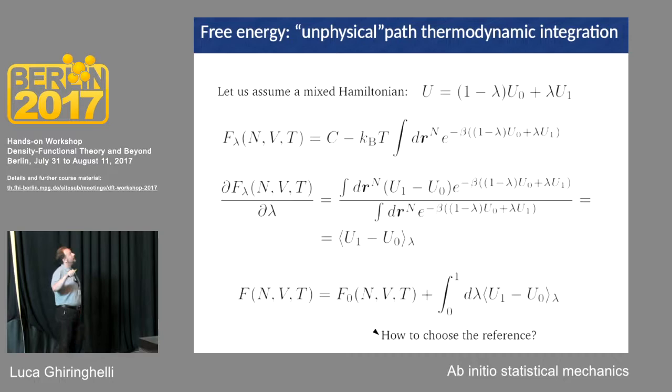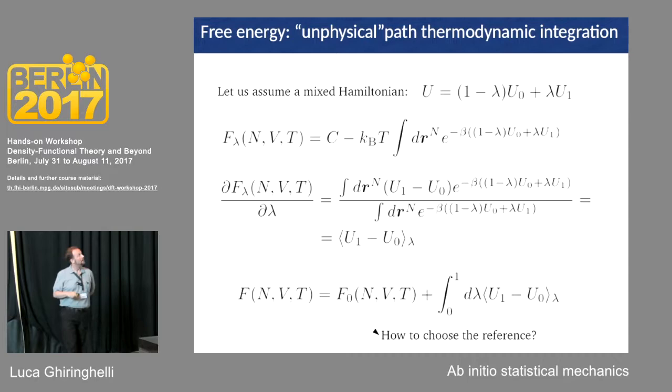Then, okay, this I always try to write how you derive the thing. You start from the derivative of this free energy with respect to this coupling parameter here, and it turns out that the derivative is equal to the expectation value of U1 minus U0 in the ensemble with the value lambda. That means that for a fixed value of lambda, you have a certain U lambda, but the derivative is a function of the values U1 and U0 at each sample point. So you can integrate this one.